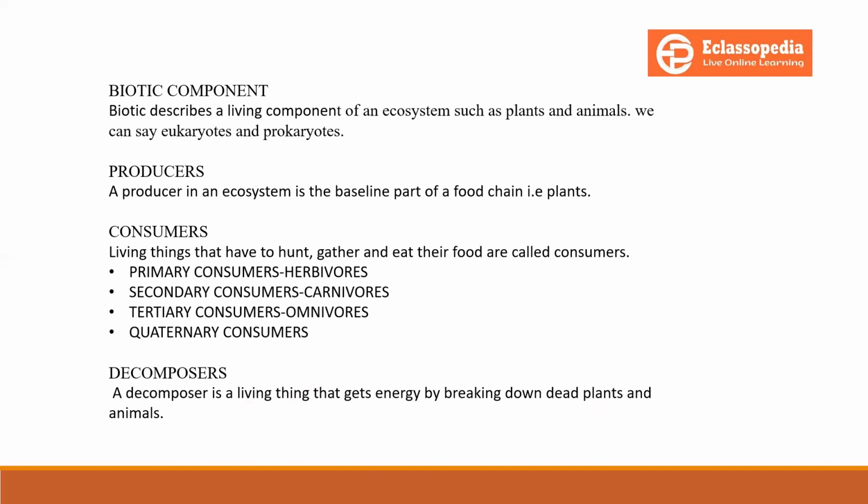I hope you understand biotic components. Biotic components are those which include living components such as plants and animals. Under this, there come producers, which are the baseline of the food chain, and consumers. They have to hunt, gather, and eat their food, and these are called consumers. They are primary, secondary, tertiary, and quaternary. Then decomposers. These are the living part that get energy by breaking down dead plants and animals.